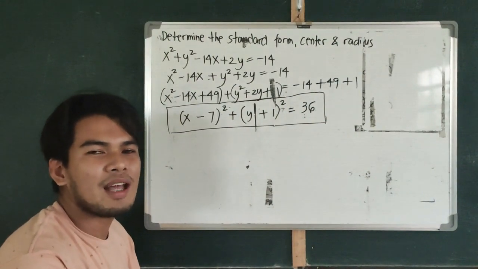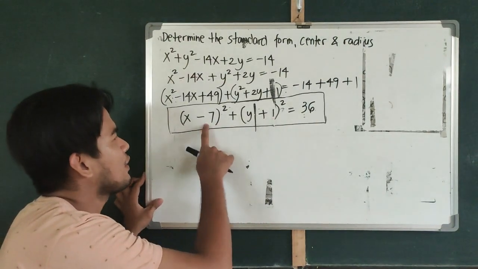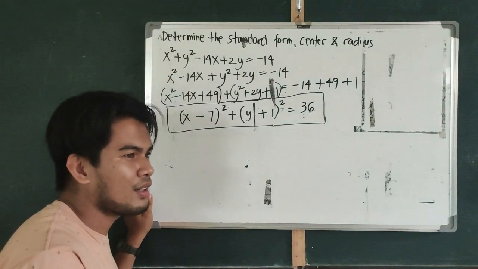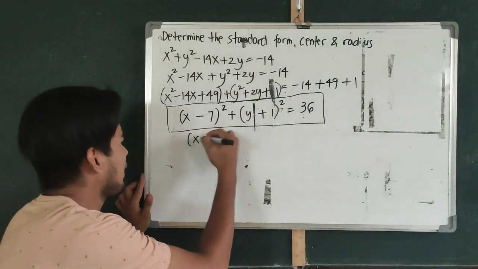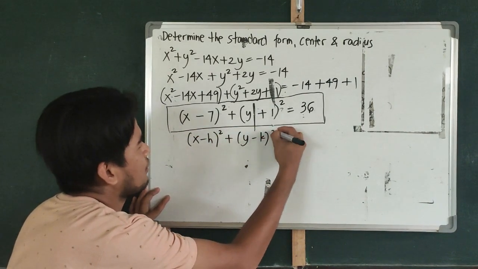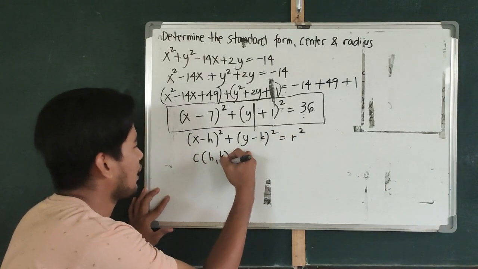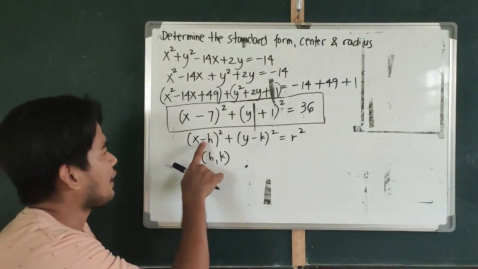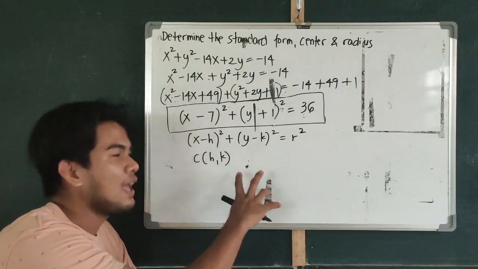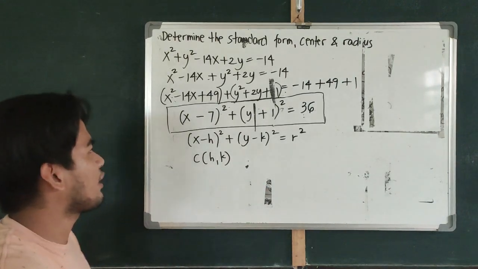Kaintindihan? So paano malalaman yung center niyan? So we focus our attention here. Okay, this is the value of h. This is the value of k. In our standard form, ang formula ay x minus h squared plus y minus k squared is equal to r squared. Ang center natin ay (h, k). So, as you can see, kapag negative silang dalawa, ang i-consider natin ay yung positive equivalent nilang dalawa.